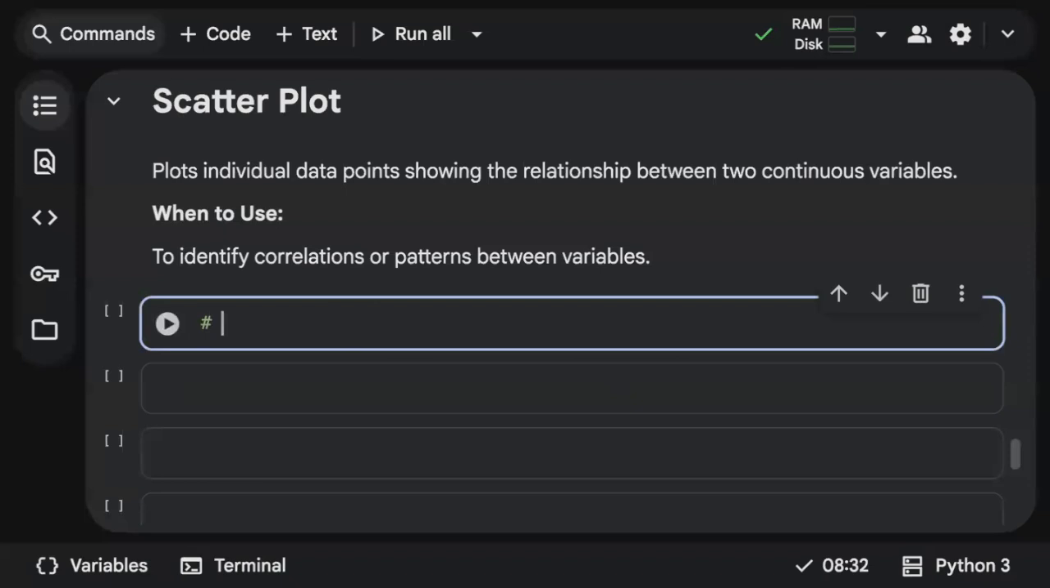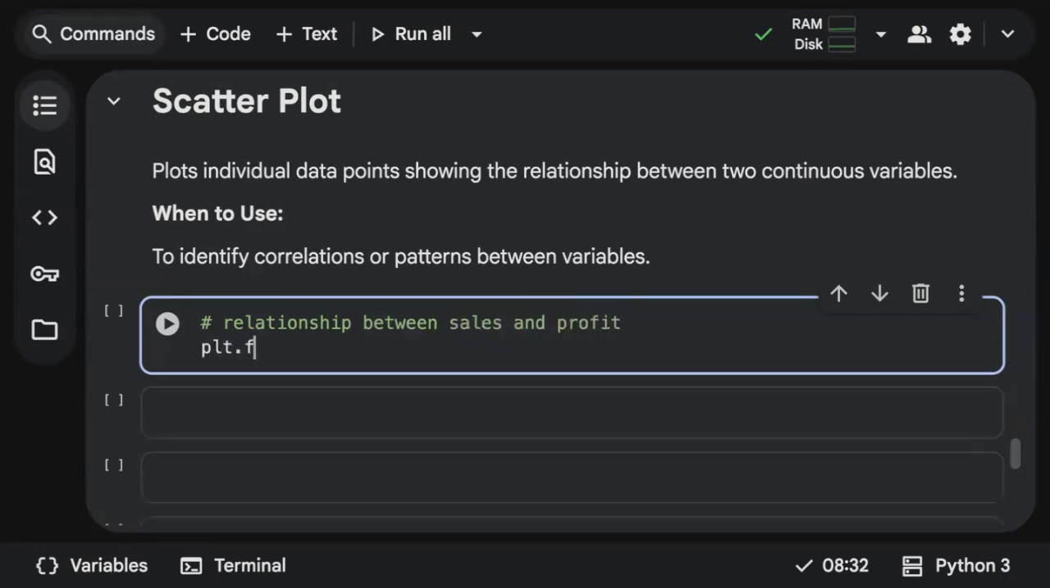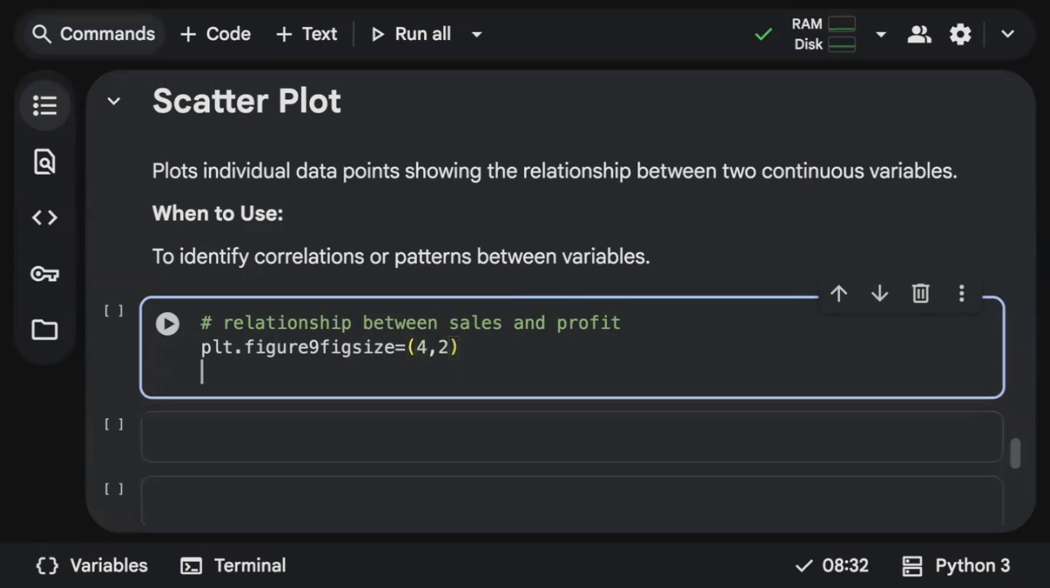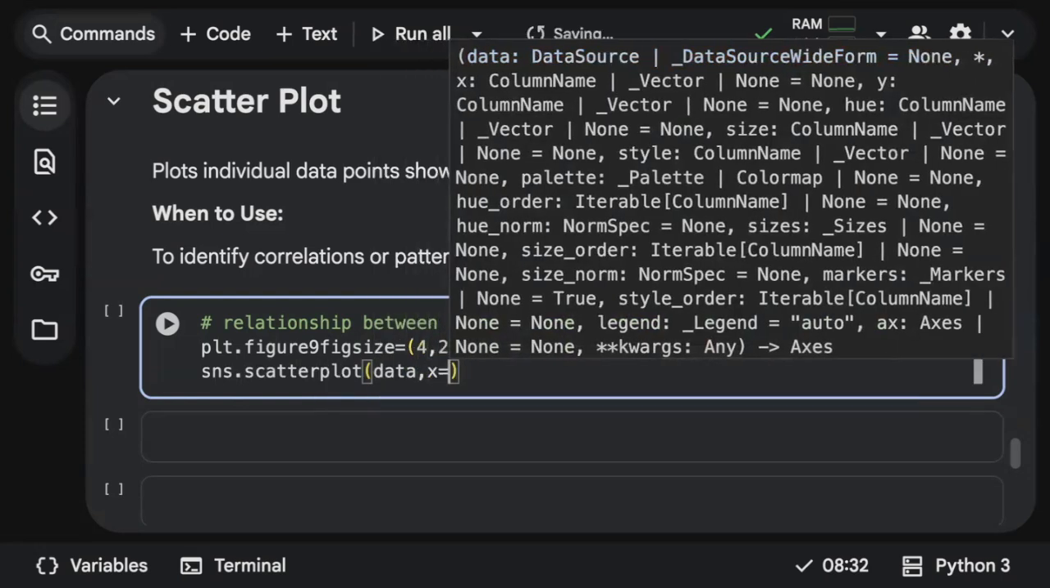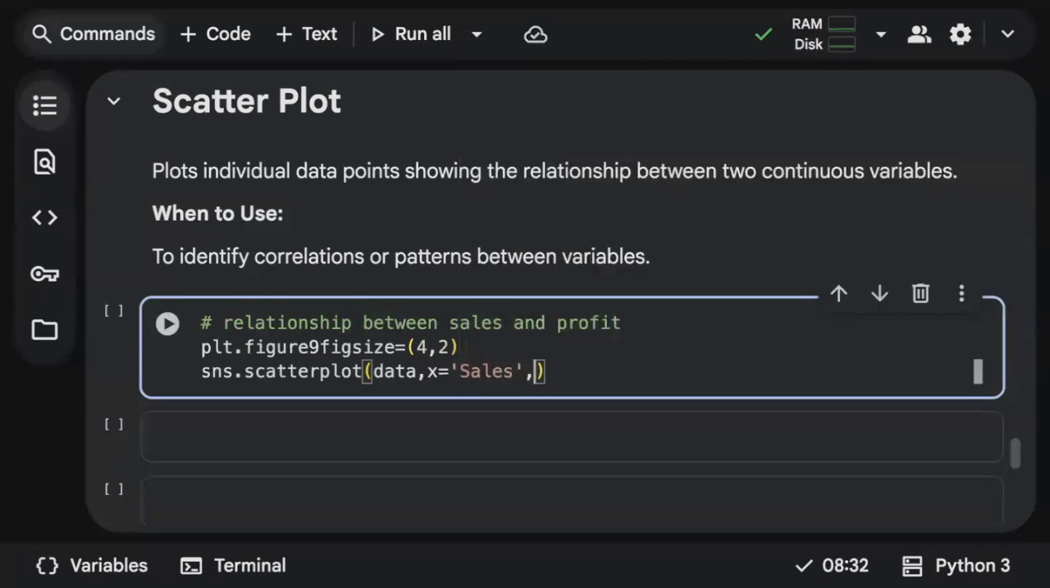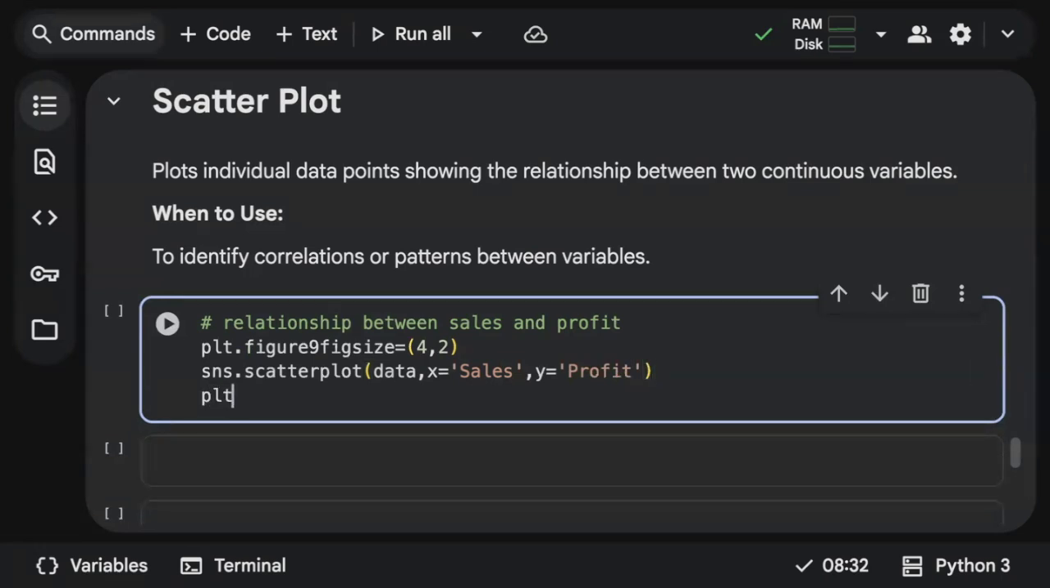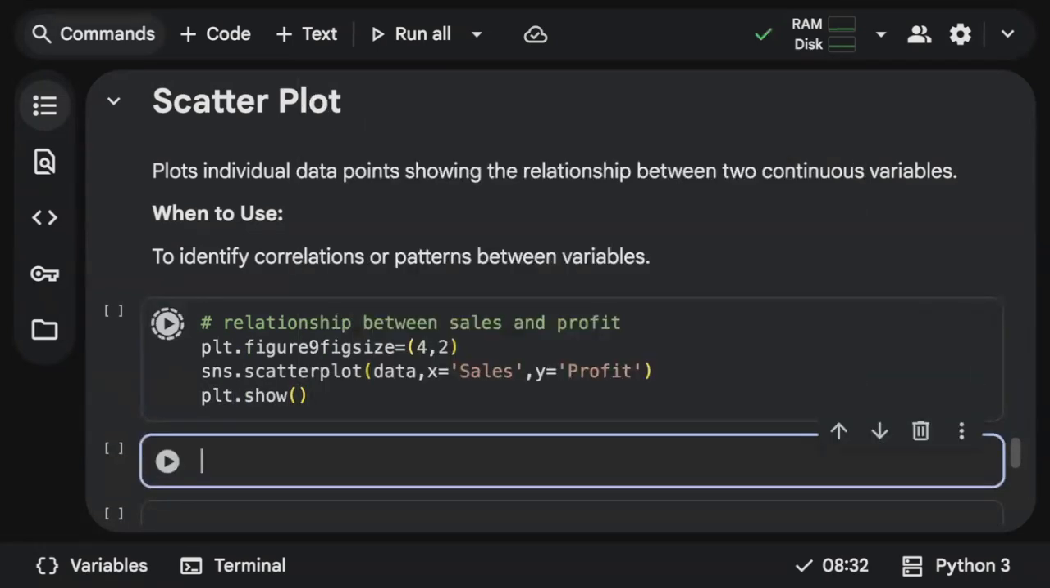So in this case, let's try to analyze the relationship between sales and profit. Very first thing, let me use plt.figure with figsize equal to 4,2, and then we'll use sns.scatterplot. You have to pass your data, and then x is equal to sales along the X axis, and I'm going to pass profit along the Y axis. Then I just want to display only the graph, so I'm using plt.show.